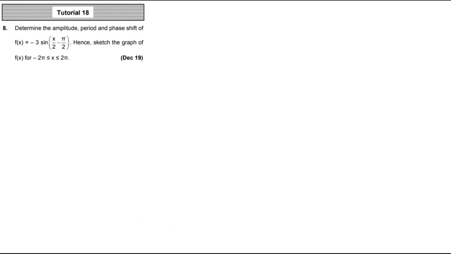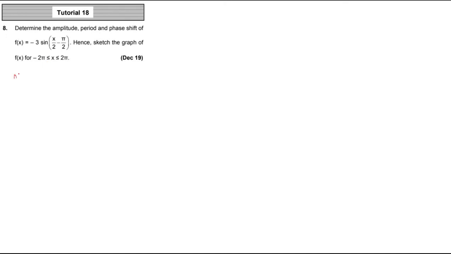Let's try question from tutorial 18. Tutorial 18, I choose question number 8. Determine the amplitude, period, and phase shift of f(x) equal negative 3 sine x over 2 minus pi over 2. Hence, sketch the graph of f(x) for negative 2 pi less than or equal to x less than or equal to 2 pi.